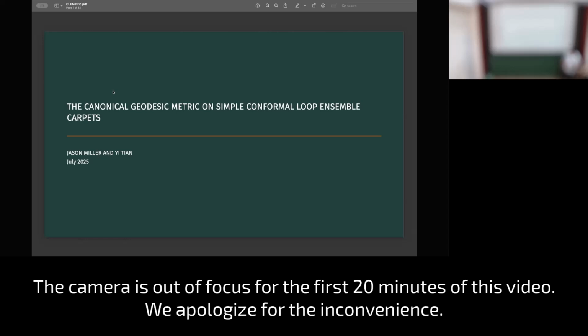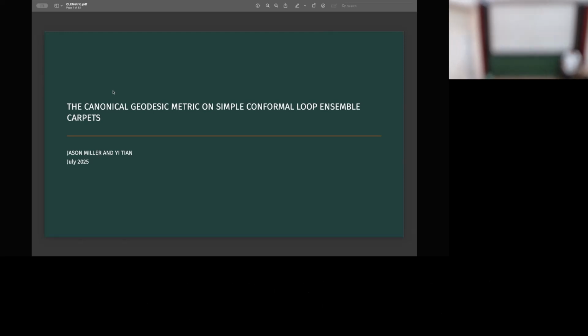I'm going to talk about this geodesic metric on simple conformal loop ensemble carpets and gaskets. This is joint work with Jason Miller.